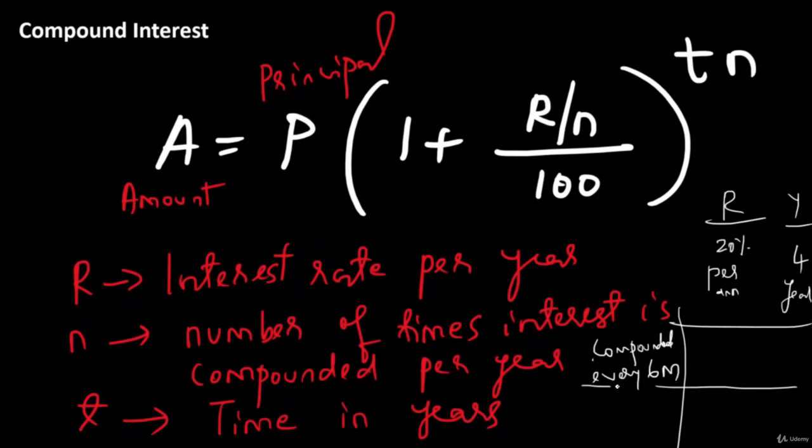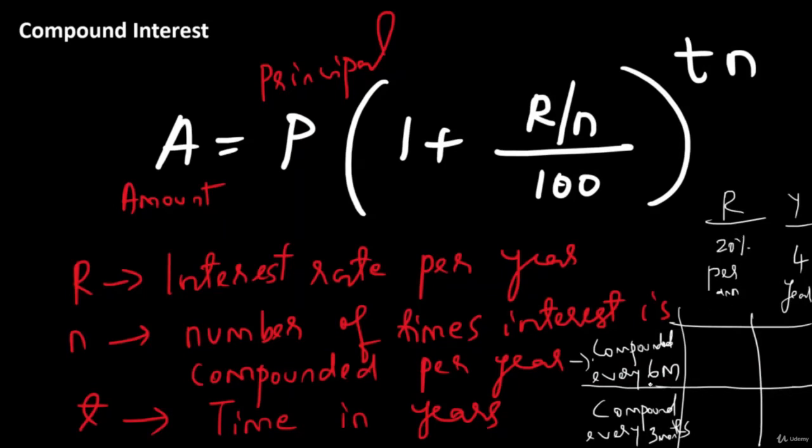And over here, the second case is compounded every quarter, which is every 3 months. All right. So 1 quarter is 3 months. All right. So let's see what will happen to the rate of interest and to the time period. In the first case, where it's compounded every 6 months, this is 20% per annum.